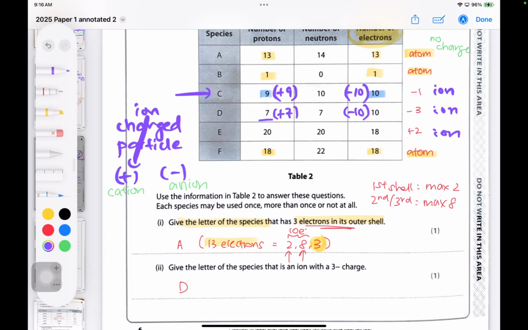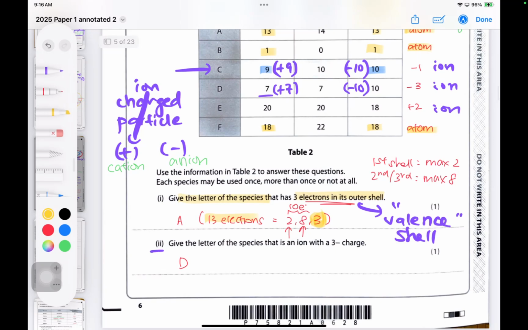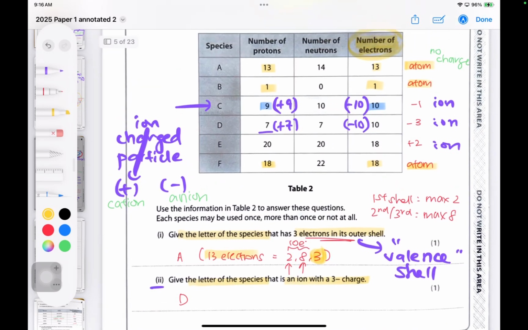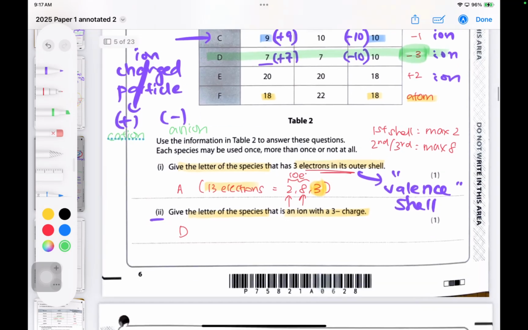Another word for outer shell is valence. Valence shell also means outer. Right, so we have part 2 here. Give the letter of a species that is an ion with a 3 negative charge. If you have understood the earlier part of my explanation, you will be able to quickly identify that D is the answer, because it has 3 more electrons than protons, and since every electron is negatively charged, we've got 3 extra ones. Then D would be the ion with 3 minus charge.